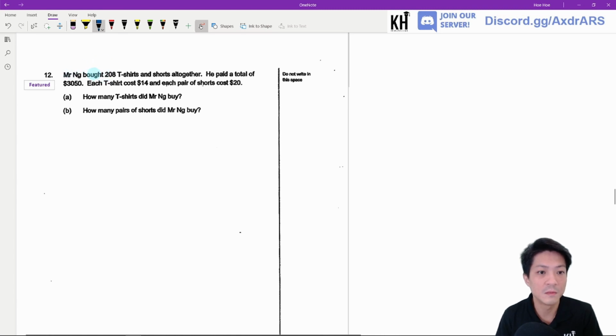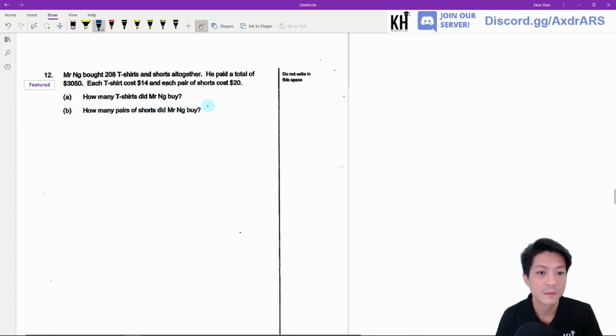Question 12. Mr. Ng bought 208 t-shirts and shorts altogether. He paid a total of $3,050. Each t-shirt costs $14 and each pair of shorts costs $20. How many t-shirts did Mr. Ng buy and how many pairs of shorts did Mr. Ng buy?